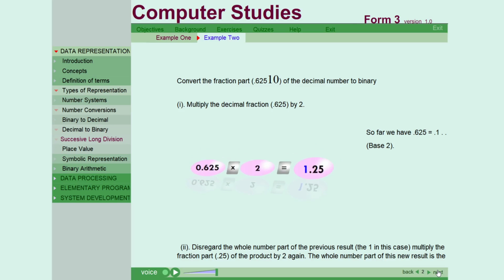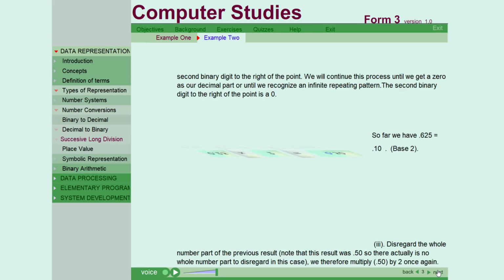Step 2. Convert the fraction part, which is 0.625 to the base of 10 of the decimal number, to binary. Then multiply the decimal fraction, which is 0.625, by 2. 0.625 times 2 equals 1.25. Disregard the whole number part of the previous result, in this case 1. Multiply the fraction part, which is 0.25 of the product, by 2 again. The whole number part of this new result is a second binary digit to the right of the point.